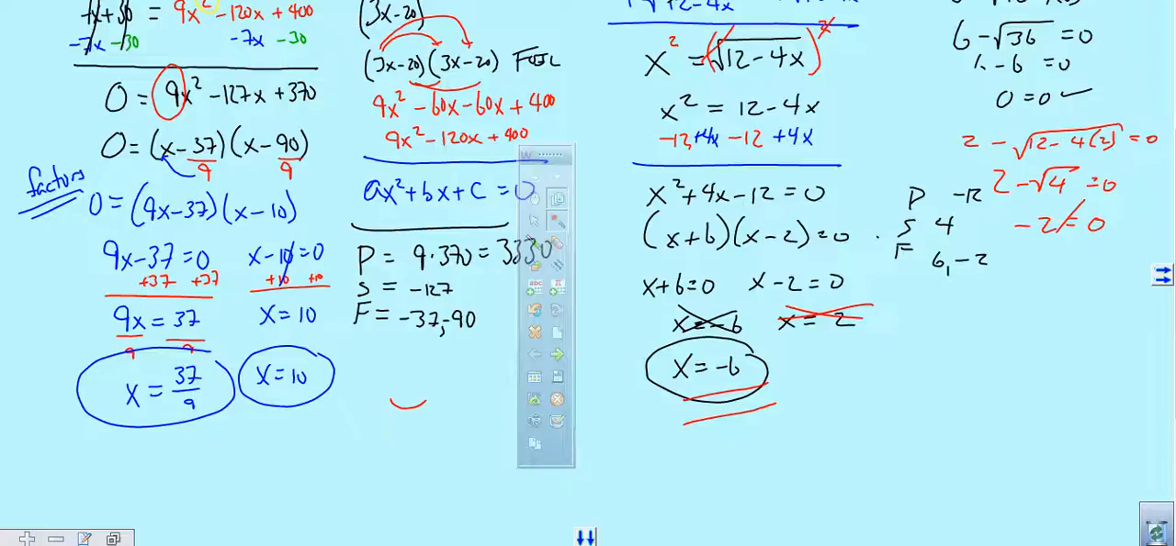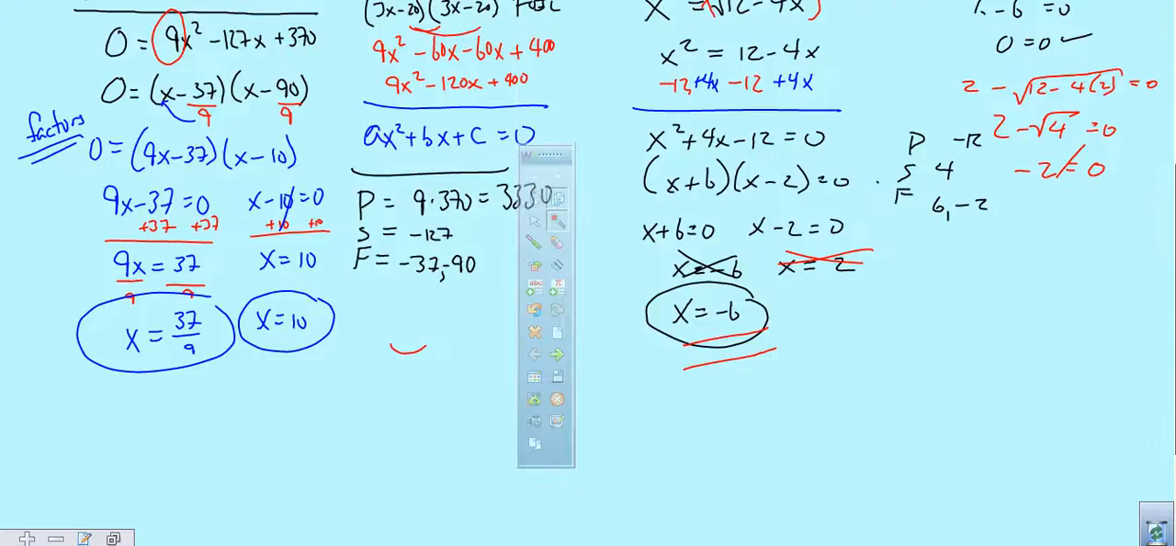All right, so that kind of takes a look at what we do when we have radicals on one side or possibly both sides, and how we eliminate that radical and then solve.